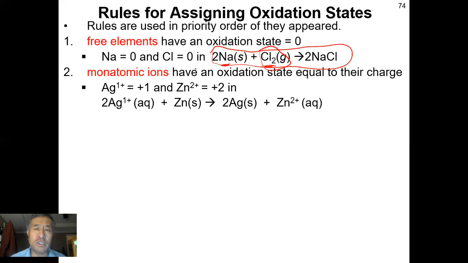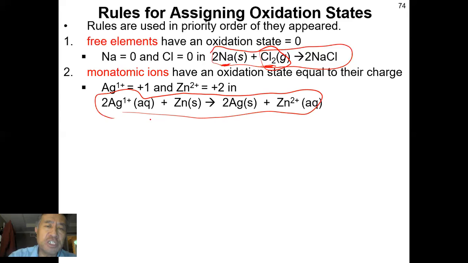So in this chemical reaction, we have some of those ions. What is the oxidation state for zinc solid, the zinc atom? Zero, from rule number one. So zero here for this Ag. What is the oxidation state for Ag1 plus? This is plus one, and this is plus two. So you can clearly tell from the charge of those monatomic ions.